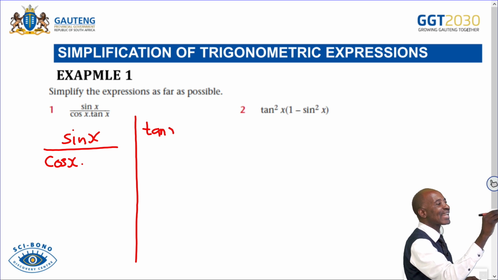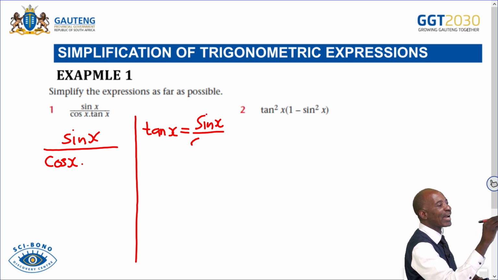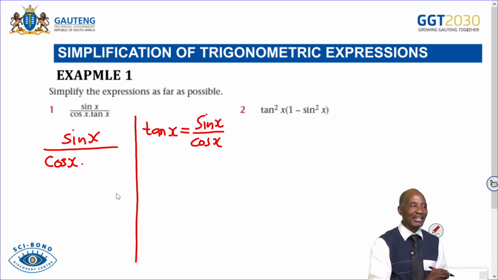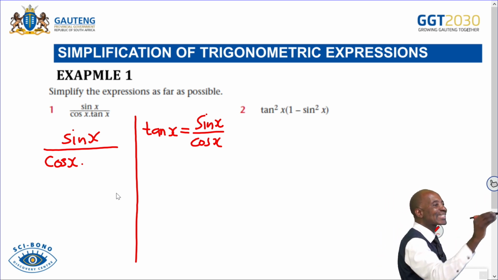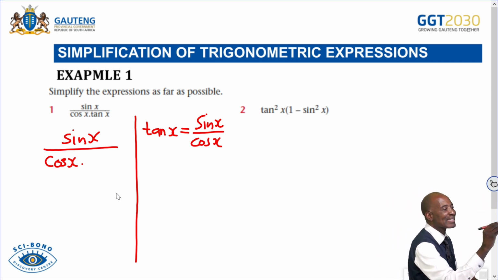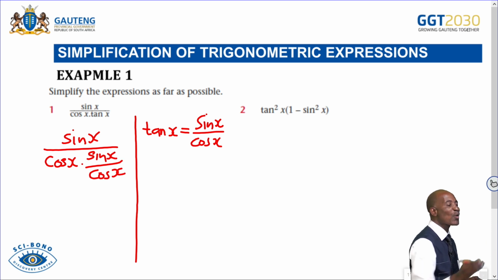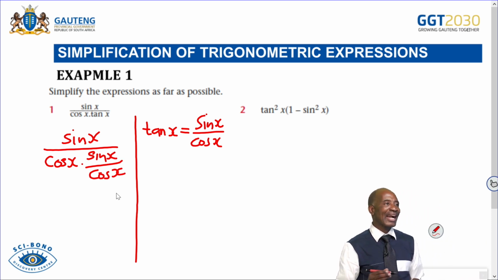In this case, tan x equals sine x, it doesn't matter the variable, divided by cos x, as long as you maintain the same variable. So it means where I see tan, I can replace and say sine x divided by cos x. That's how you play around with those identities in simplification.